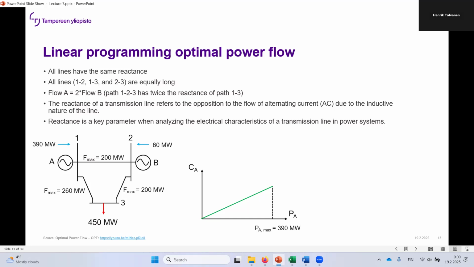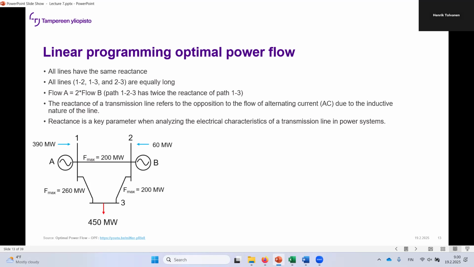But basically from this A, if you are going to have the electricity flow, it's going to be length 1, and from A to B to here, it's going to be 2 times the length. And we have flow limits in here. The flow maximum limit from 1 to 2 is going to be 200, and 1 to 3, 260, and 2 to 3 it's going to be 200 megawatts.